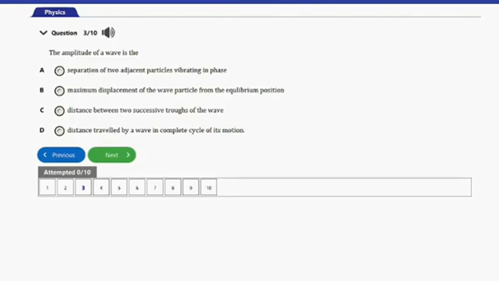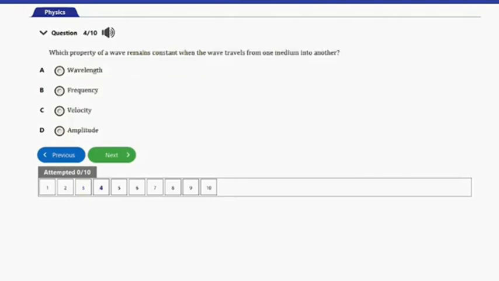Let's go ahead and consider the next question, guys. So the next question we have here is question number 4. It says, which property of a wave remains constant when the wave travels from one medium into another? We have A, wavelength, B, frequency, C, velocity, D, amplitude. So guys, the answer to this question is option B here, that's the frequency. So that's it for this question.